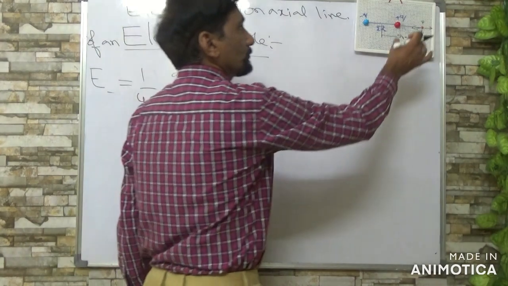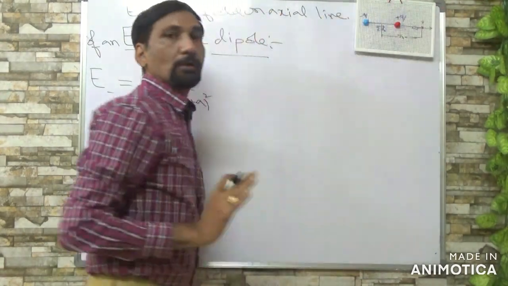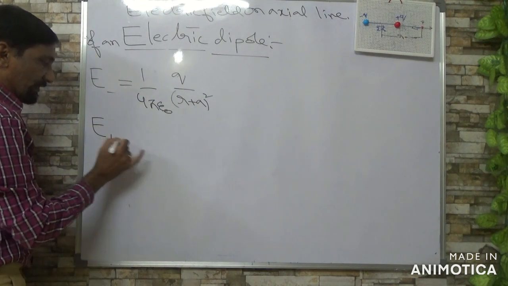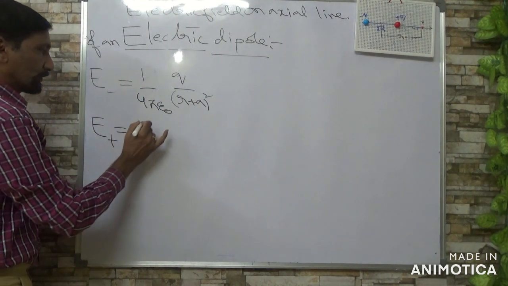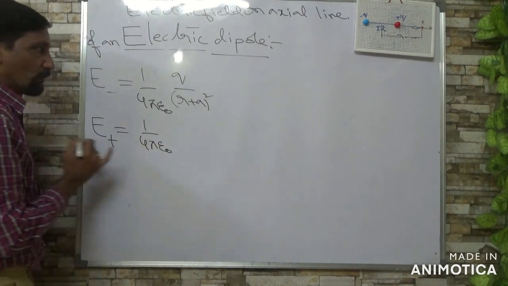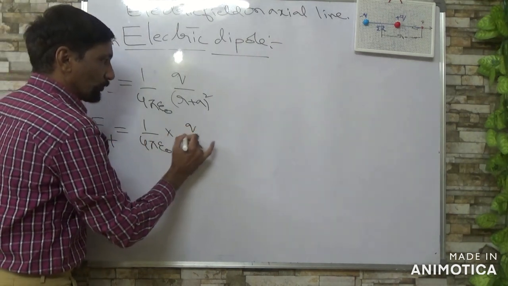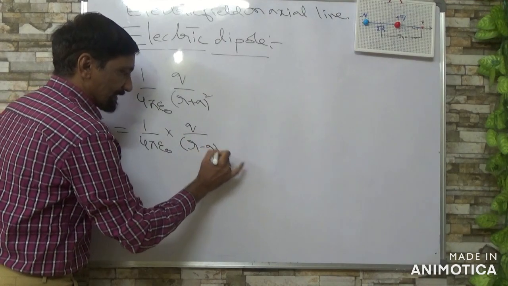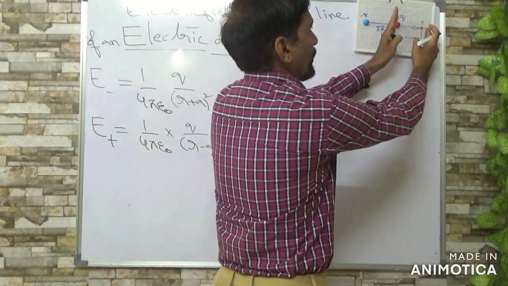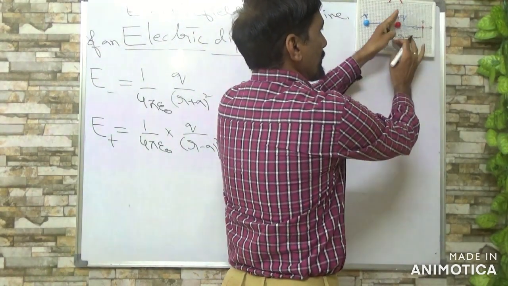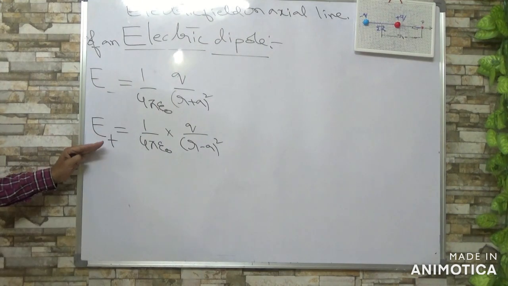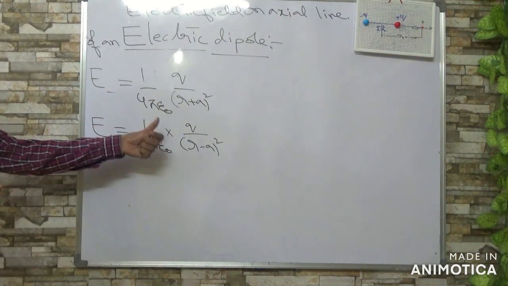Now, due to the positive charge, the strength of electric field is 1 by 4 pi epsilon naught into q by (r minus a) whole square. Because the total distance is r, you want only this particular distance. That means r minus a will give you the strength of electric field due to the positive charge.